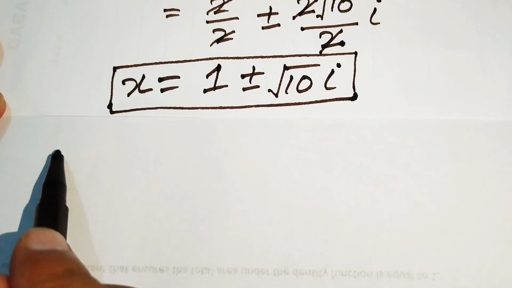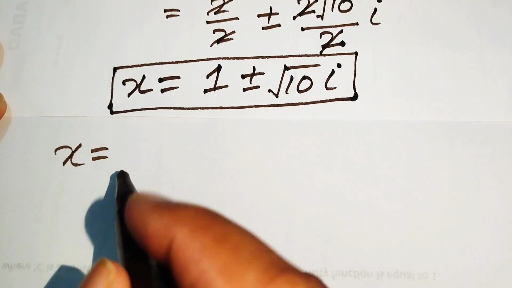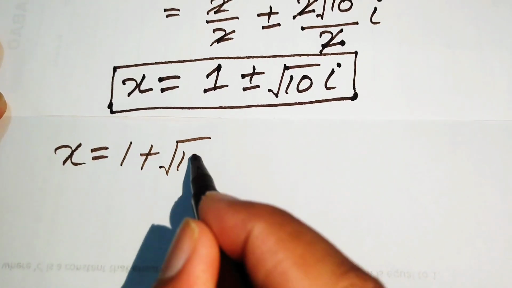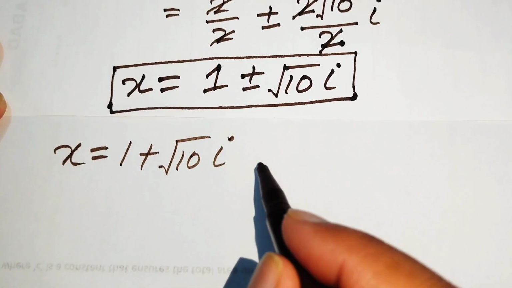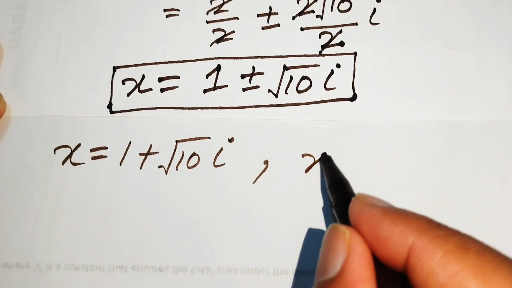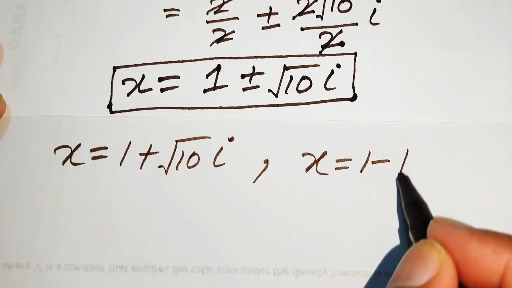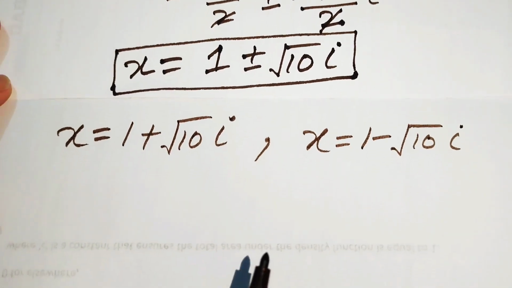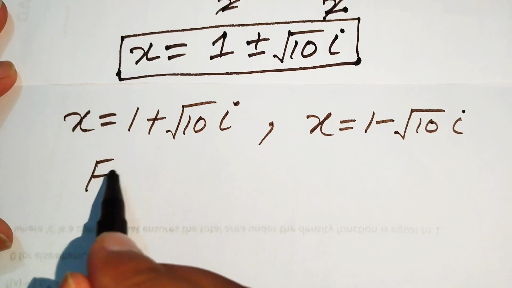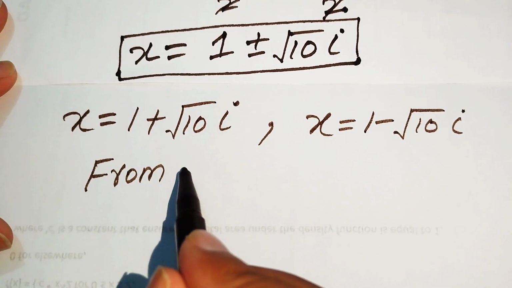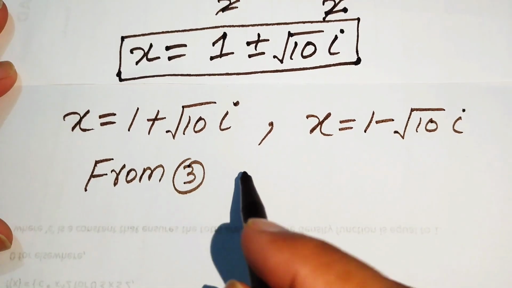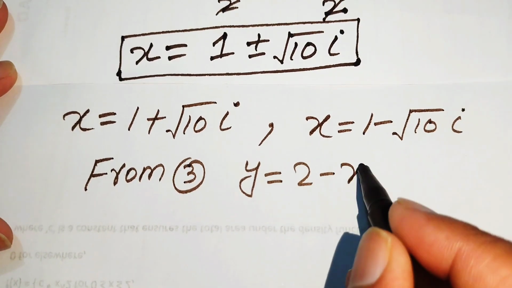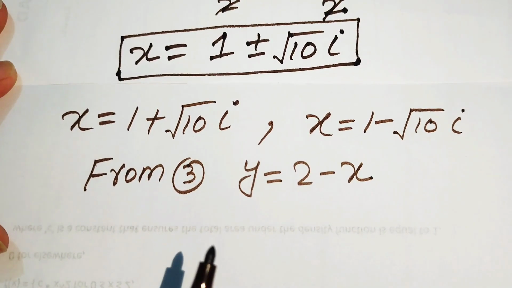So here first we write the positive value of x, and it is 1 plus square root of 10 into iota, and here we write the negative value, it is 1 minus square root of 10 into iota. So here we need equation number 3. So first we copy down equation number 3, it is y equals to 2 minus x. This is our equation number 3.